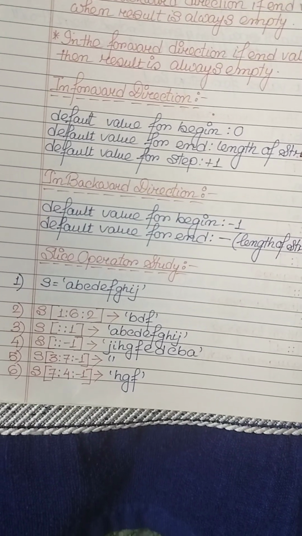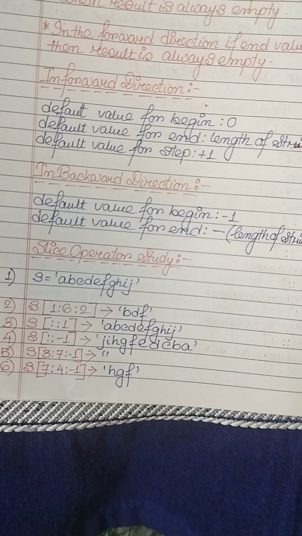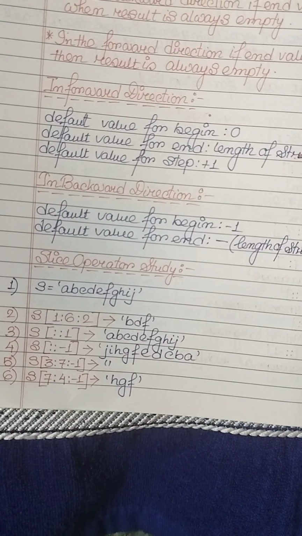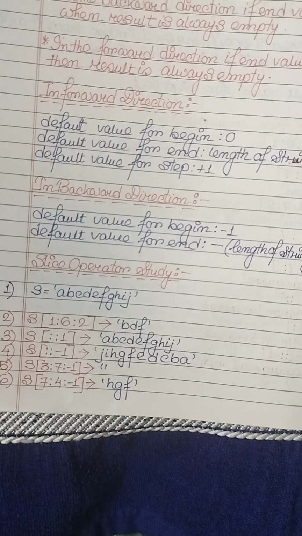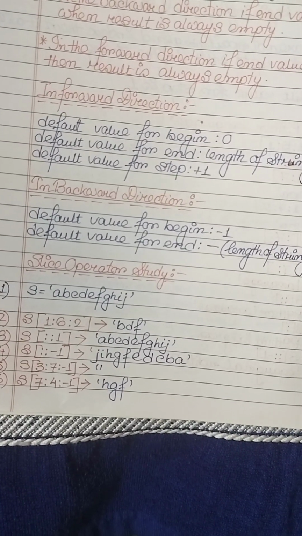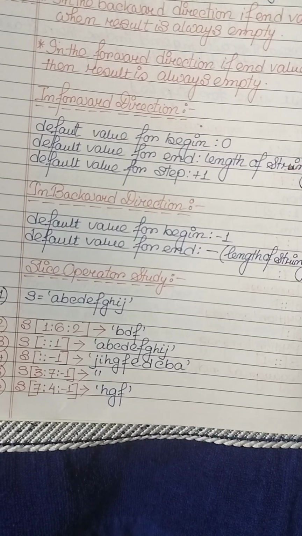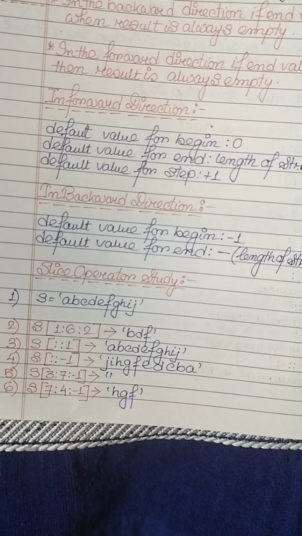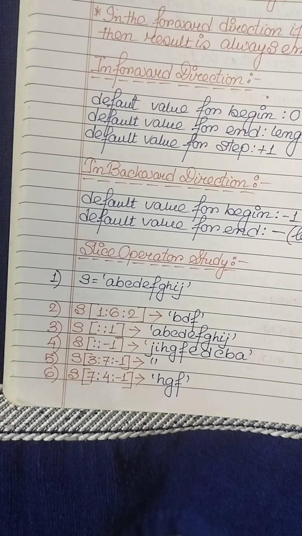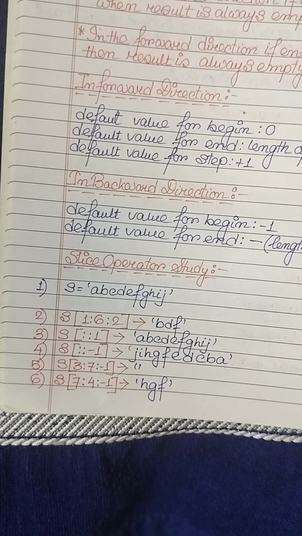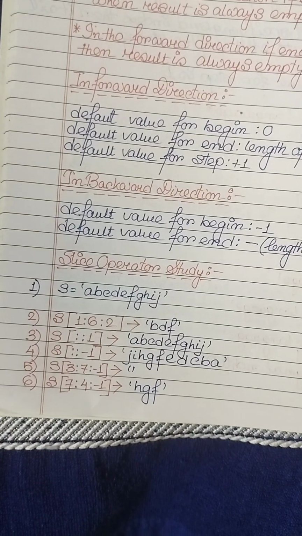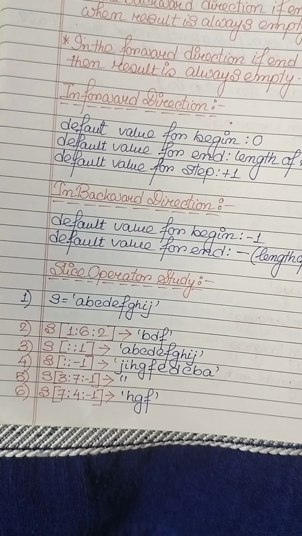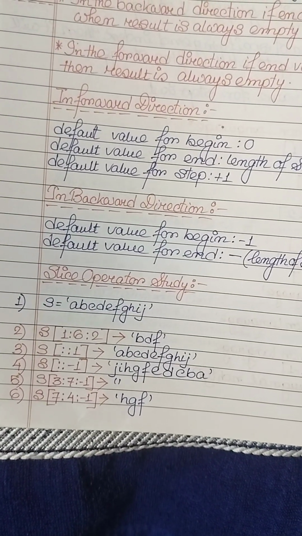Now there is another example on the slice operator. S in brackets, the beginning number is 3, the end number is 7, and the step value is minus 1. So it will not print anything. But if the beginning number is 7, the end number is 4, and the step is minus 1, it will print H, G and F. So H, G and F. Good.